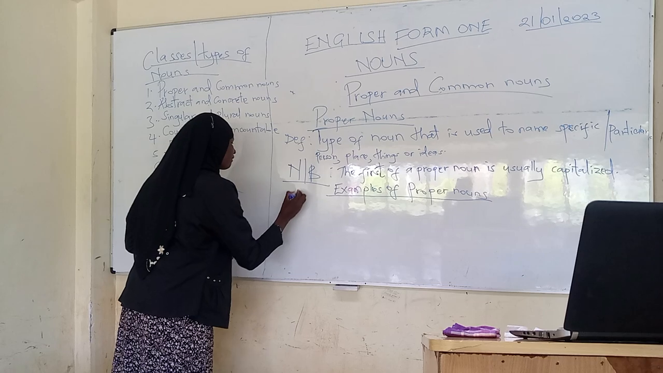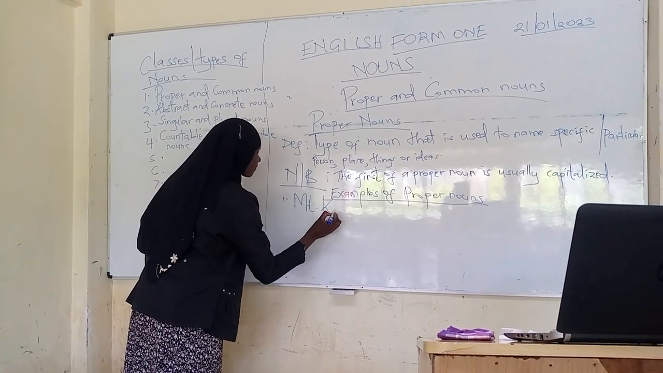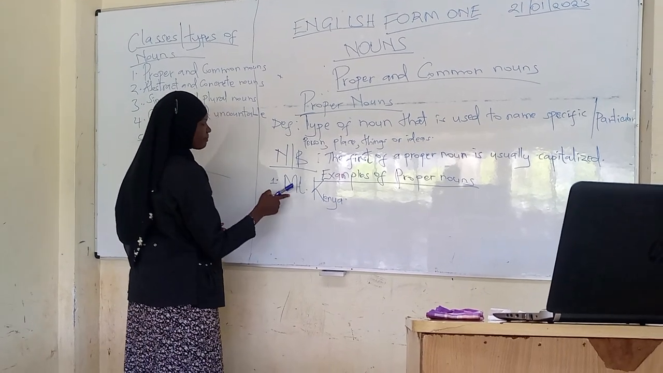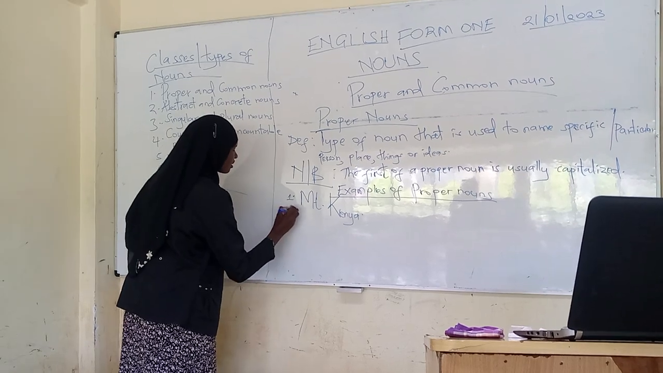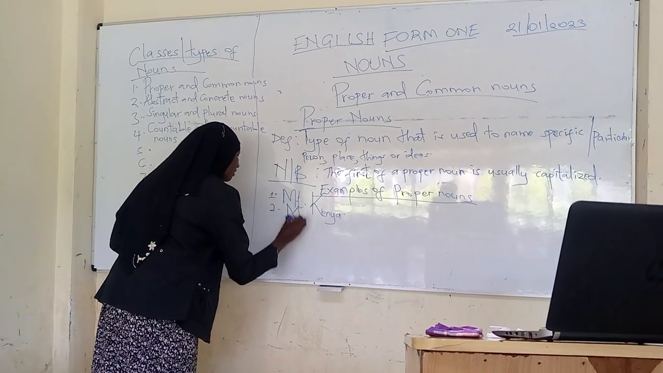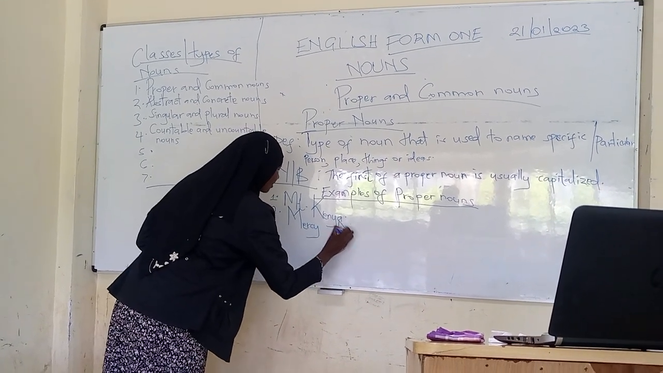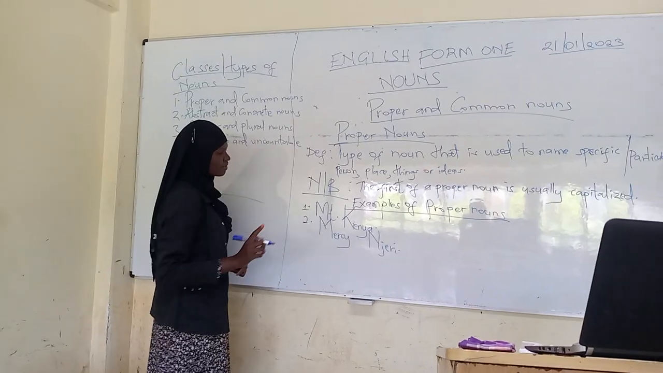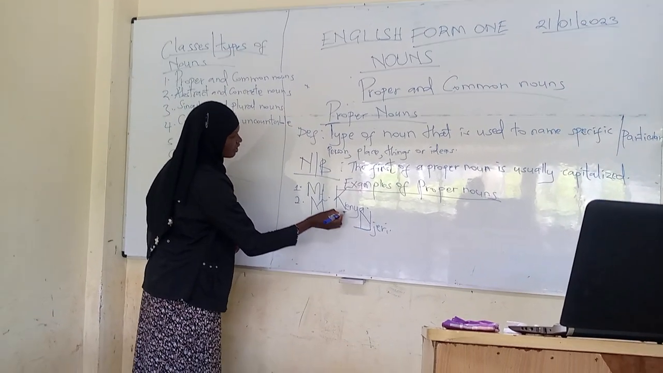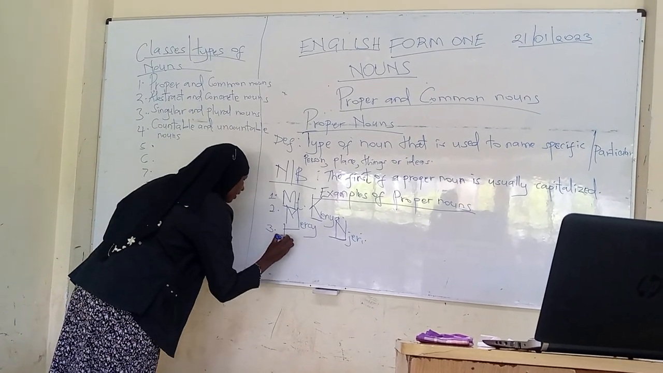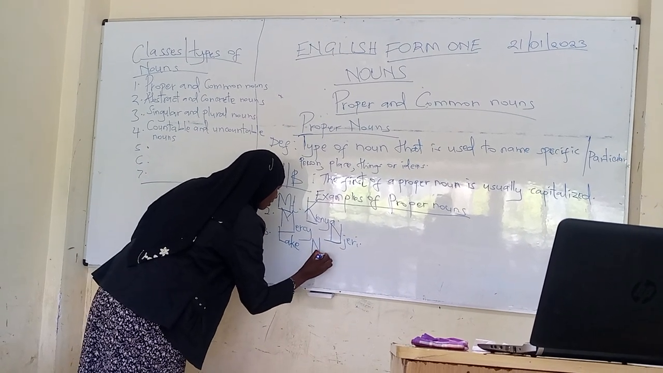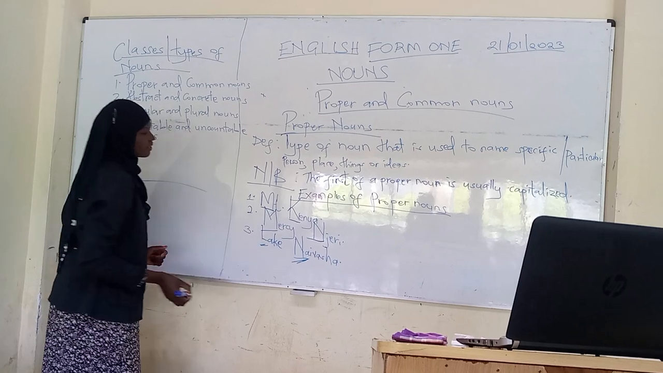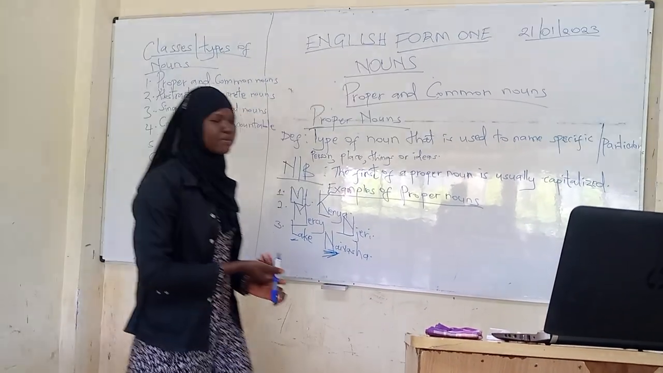One, we have Mount Kenya. Mount Kenya. M is capitalized, K is also capitalized. Next example, we have Mercy Njeri. It is the name of a person, therefore it is a proper noun, and therefore ensure that the first letter is always capitalized. Next, we have Lake Naivasha. Naivasha is also capitalized. Naivasha is a proper noun.